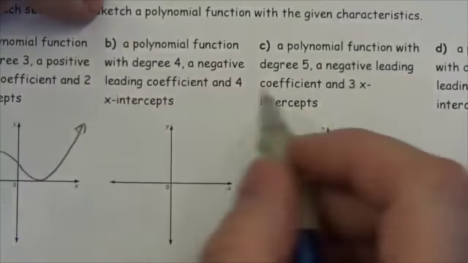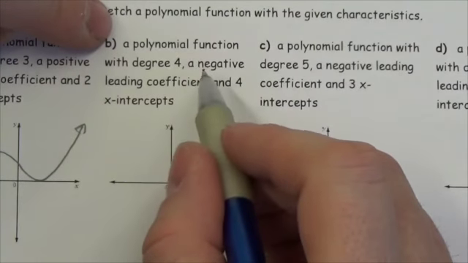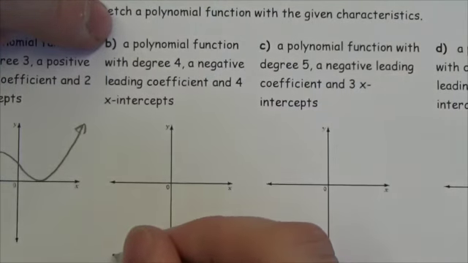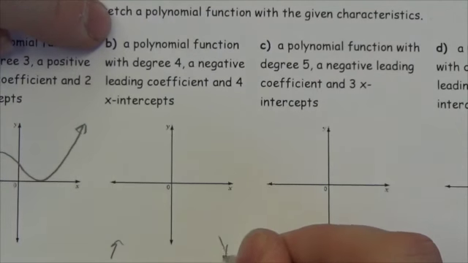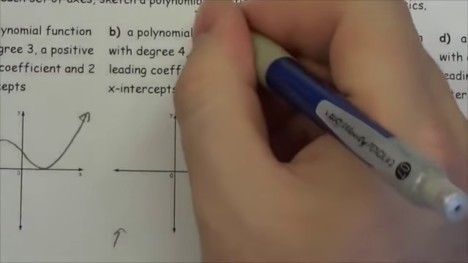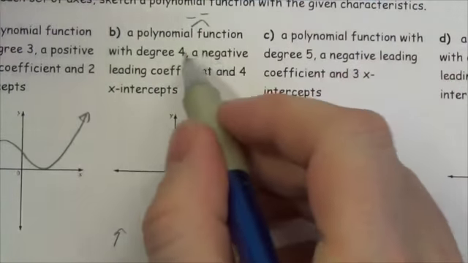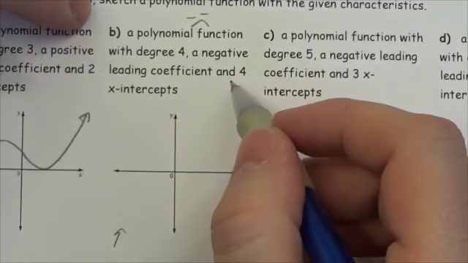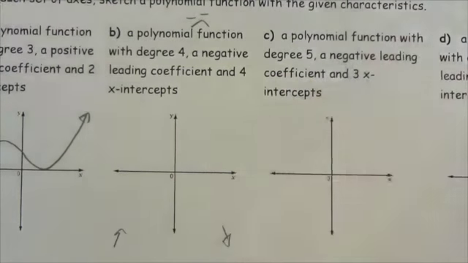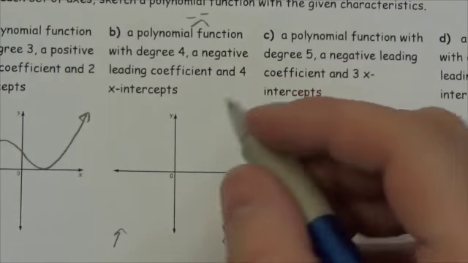Now I want a polynomial function with degree 4, a negative leading coefficient. Okay, so that's going to come up and then drop back down again, because it's going to be negative. It's even, degree 4, negative, opening down, and 4 x-intercepts. Okay, so I'm just going to hit it the maximum number of times.